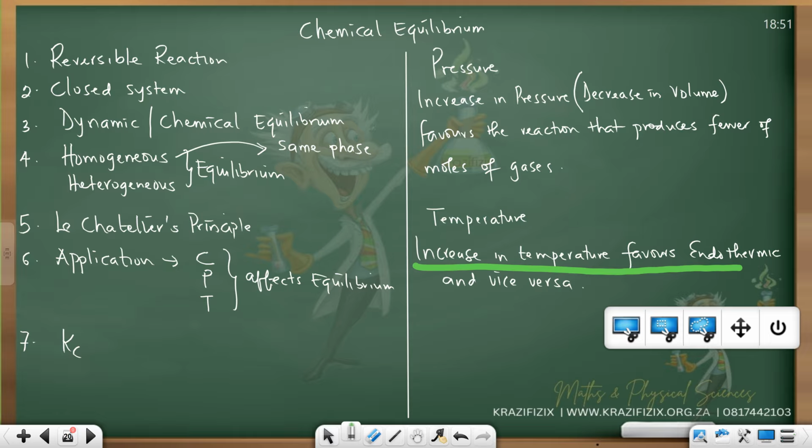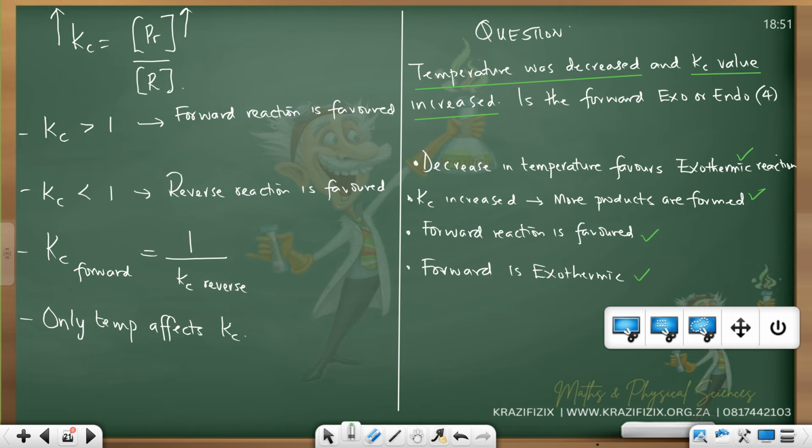We said increase in temperature favors the endo. You must never forget that. But this time around, we are decreasing, so it favors the exo. Then you go to the second. Kc value has increased. Use your formula. For this one to increase, which one must increase? This guy. If this one decreases, it means this one must increase. You must always talk about the one that increases. So Kc increased, more products are formed, and that is your forward reaction being favored.